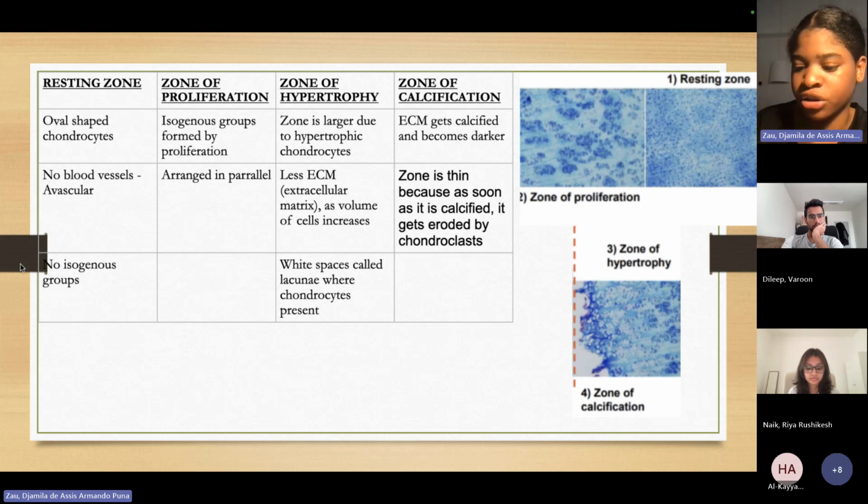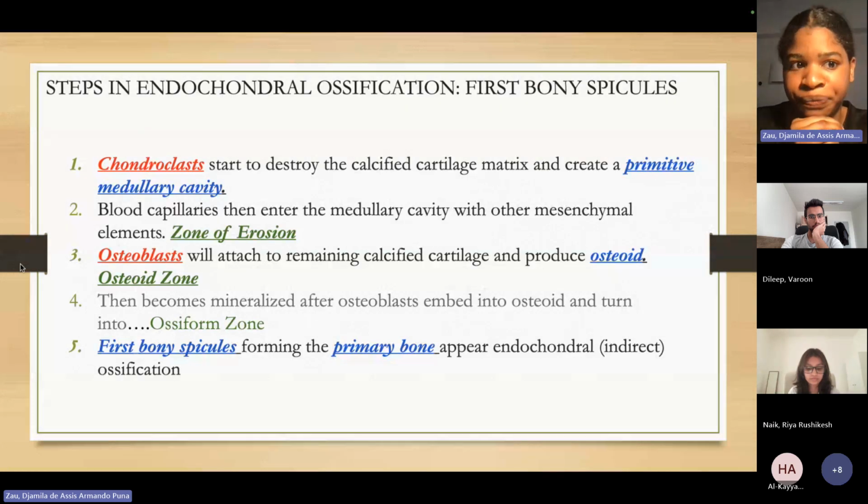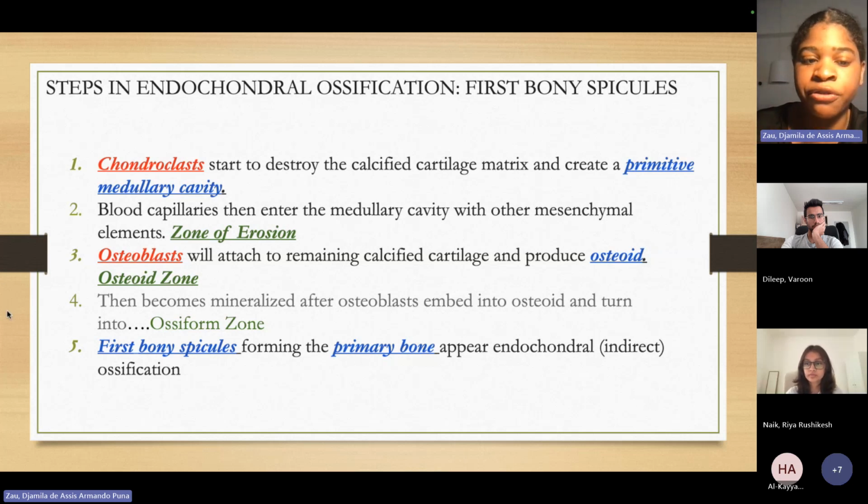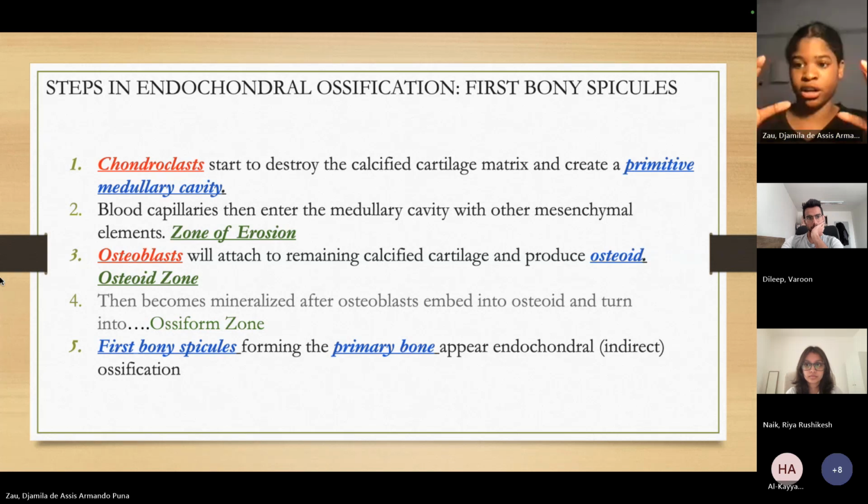So now we're talking about endochondral ossification. And here we're just going to talk about the steps. So just try to follow through. If you guys get confused, just let me know immediately if you're lost. So we have a cartilage model, right? We have cartilage. We want to destroy this cartilage first. So we're going to start with chondroclasts. Chondroclasts are going to destroy the calcified cartilage, and they're going to create what's known as a primitive medullary cavity. After they destroy the cartilage, now we have this empty cavity.